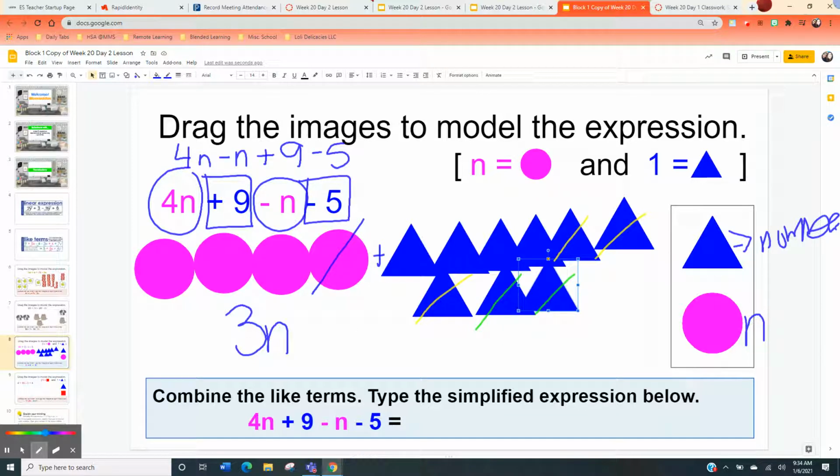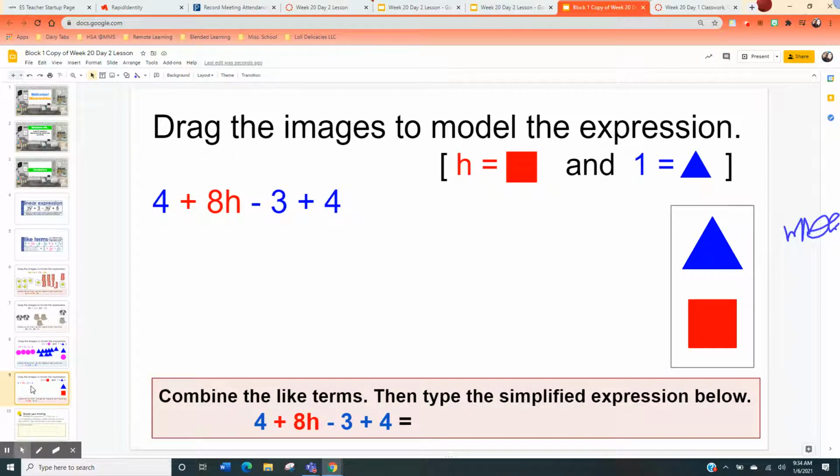Four. Perfect. So I'm going to do plus 4. And guess what? That's my simplified expression. It's 3n plus 4. And that is it. So it's not any more complicated than that. So let's go ahead and look at our next page.